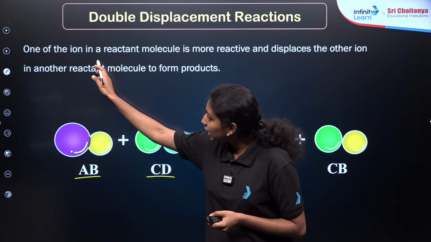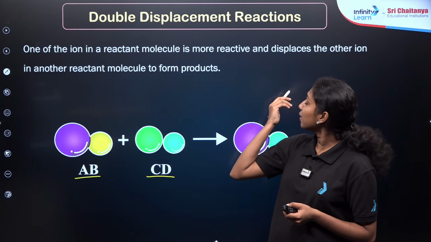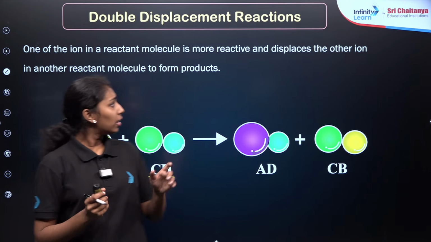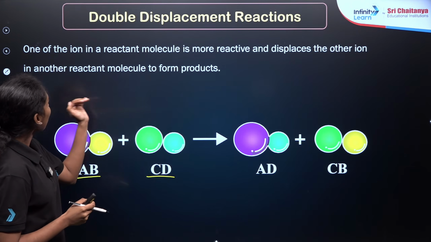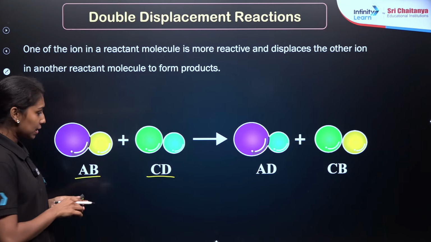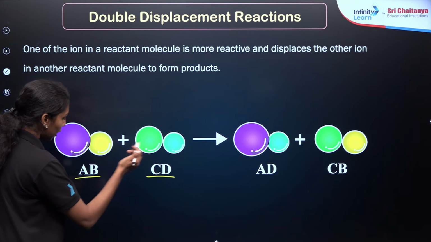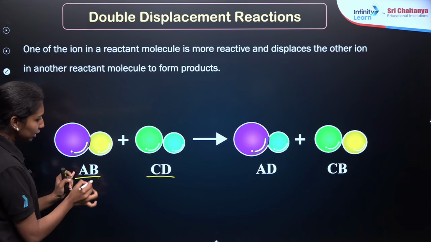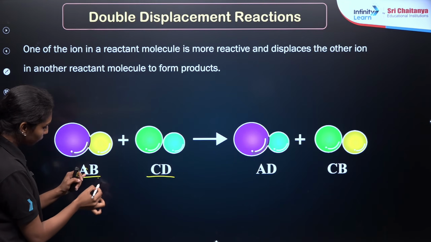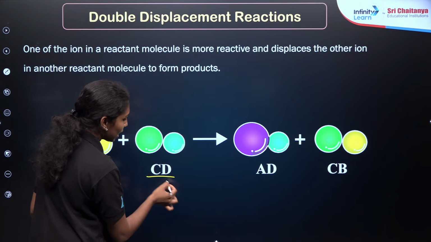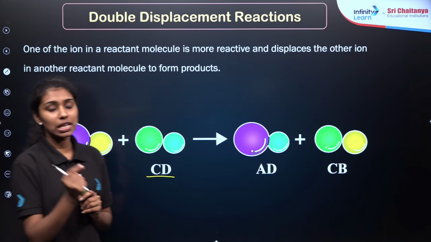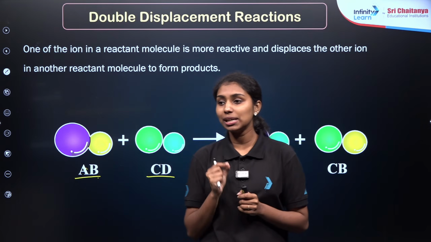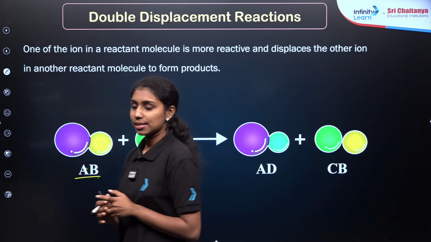One of the ions in a reactant molecule is more reactive and displaces the other ion in another reactant molecule to form products, right? This is one of the reactants, this is another reactant. So one of the ions from this reactant, that is B, is displaced from here, and here D is displaced. Such a type of displacement reaction is known as a double displacement reaction. Is that clear?